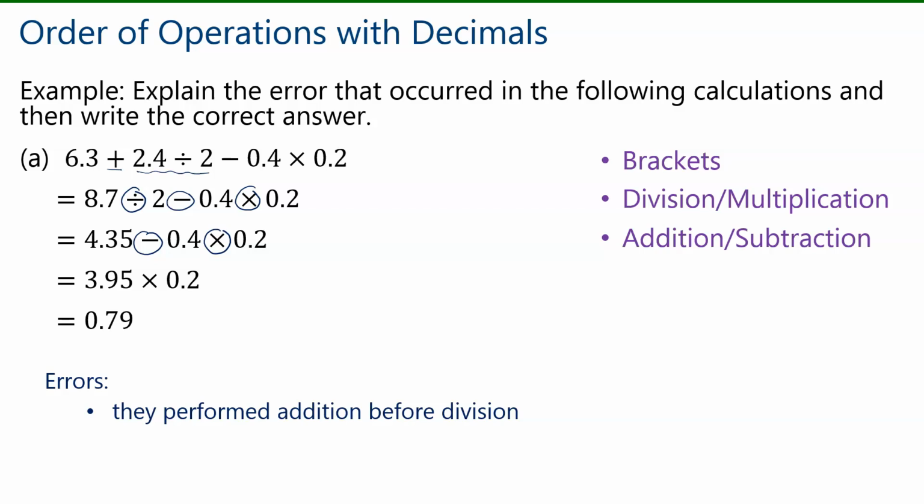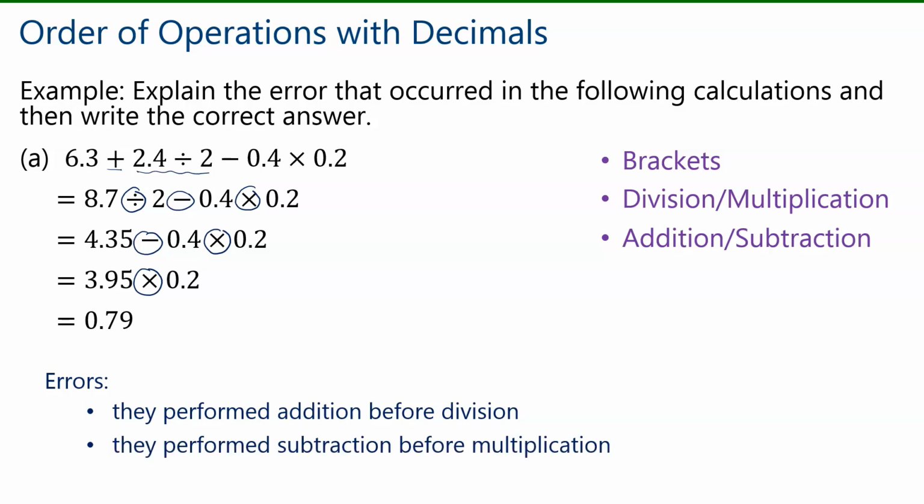Then between subtraction and multiplication, they should do multiplication next. But because I still see the multiplication symbol here, they did not do multiplication, they subtracted. So that's the next error. They performed subtraction before multiplication. Again, they must have done the operations from left to right, as opposed to following the order of operations. So now let's go ahead and find the correct solution.